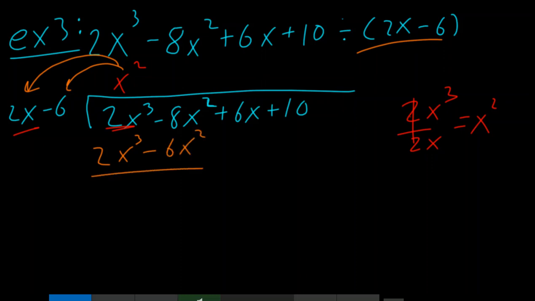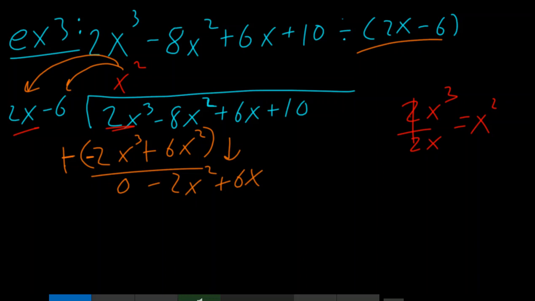We'll notice here that we are going to be subtracting away that expression, and the negative changes this positive to a negative, and this negative to a positive, and then it goes away. 2x cubed plus negative 2x cubed is 0, and negative 8x squared plus 6x squared is negative 2x squared. And then I drop my plus 6x.